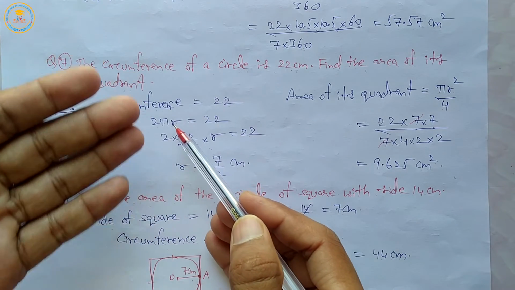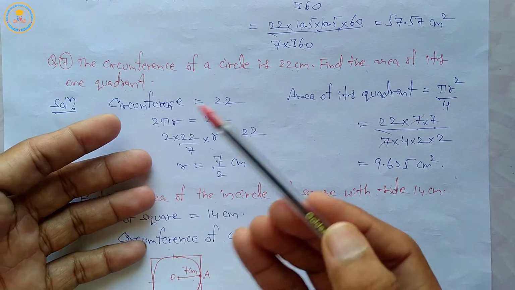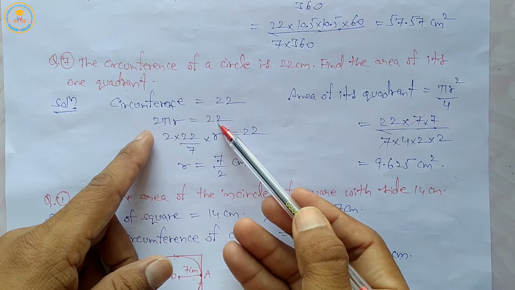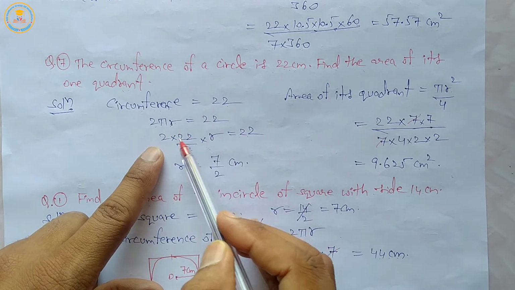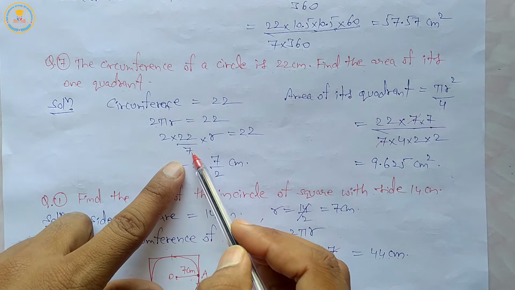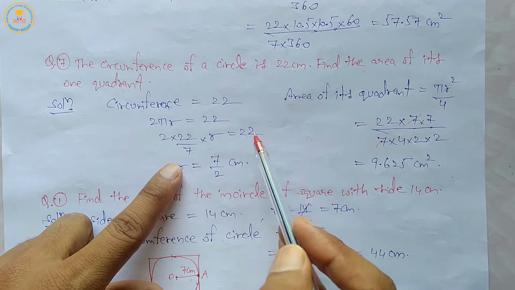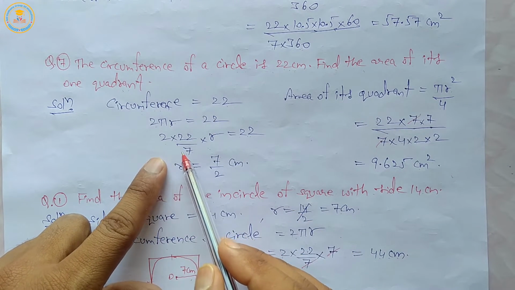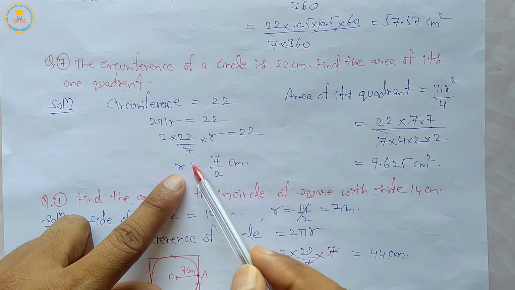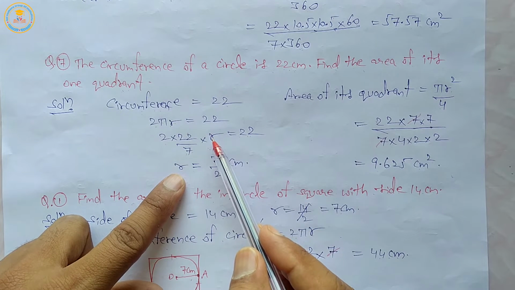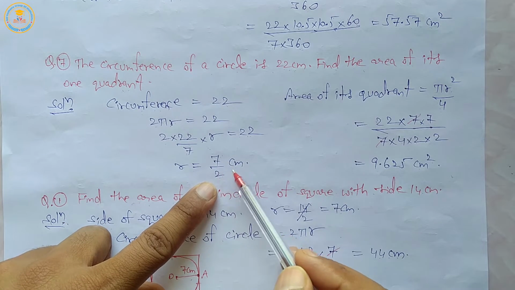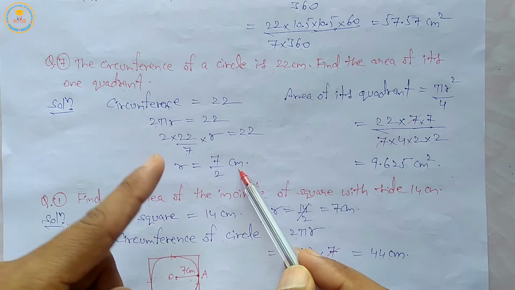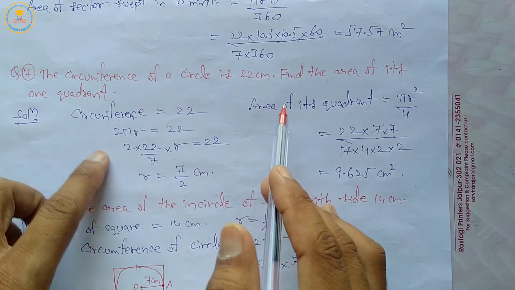Then circumference means 2 pi r. Then 2 pi r equals 22, given. Here we calculate the value of r. 2 as it is, pi equals 22 upon 7, equals 22. Okay, transferring to the right hand side, we get the value of r is 7 divided by 2, 7 upon 2 centimeter.